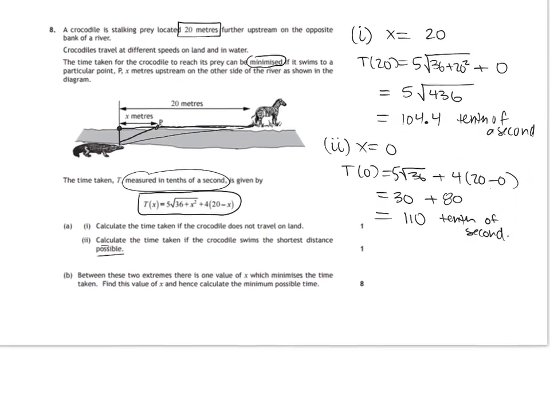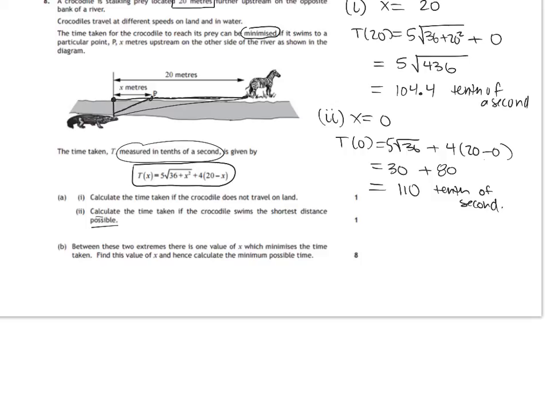Okay, and the last question says, between these two extremes, there is one x value that minimizes the time taken. Find this value of x and hence calculate the minimum possible time. So what are they referring to there? Take the derivative, right? Exactly. So t prime of x is 5 halves times 36 plus x squared to the negative a half, times 2x. And then I think just minus 4. Yeah.